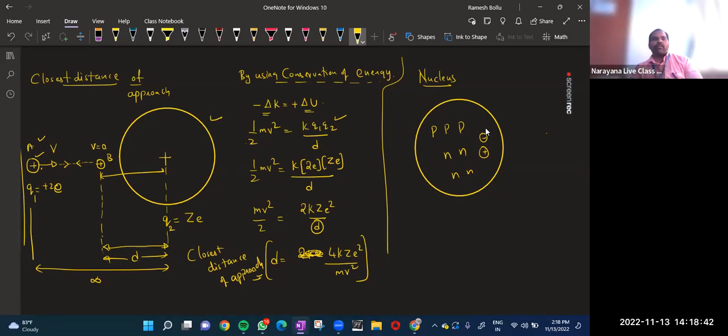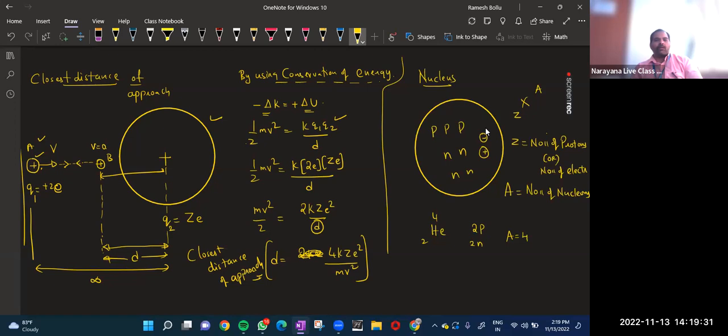If you see any nucleus X, how will it be denoted? With Z and A. What does Z mean? Atomic number, or number of protons, or number of electrons inside the atom. What does A mean? Mass number. Mass number means number of nucleons. For example, if you take a helium nucleus or alpha particle, how many protons are there? Two protons are there, two neutrons are there. Correct or not?